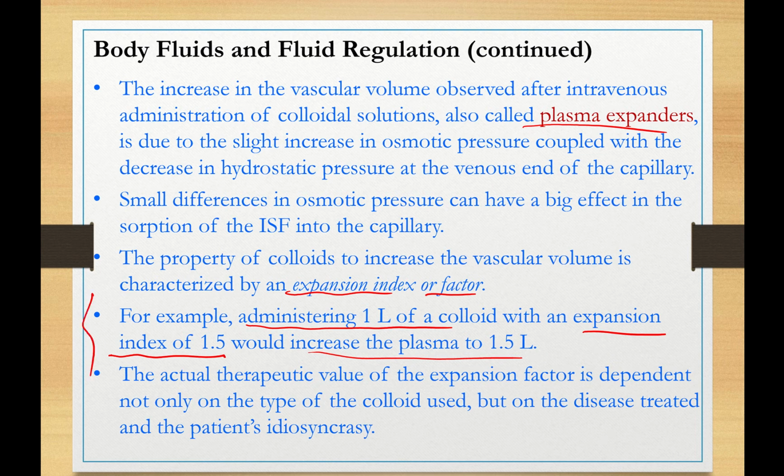Now, here you have to be a little bit careful because the capacity of colloidal solution to increase the blood volume depends also on the disease treated and on the patient's idiosyncrasy. So this is something that we need to be careful about.